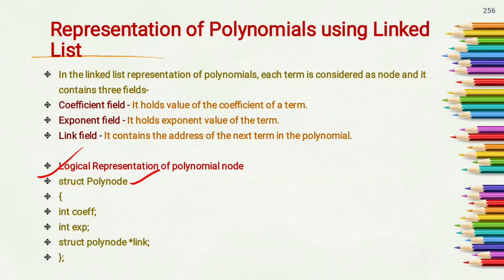And the logical representation of polynomial node is we have to create a node of linked list using structure. Here coefficient is of type integer, exponent is also of type integer, and link is used to store address of the next term, or we can say it is used to store the address of the next node, so its data type will be struct polynode. Here P is capital because the name of structure is polynode. So by using struct polynode we are creating a link pointer which is to address of the next node.